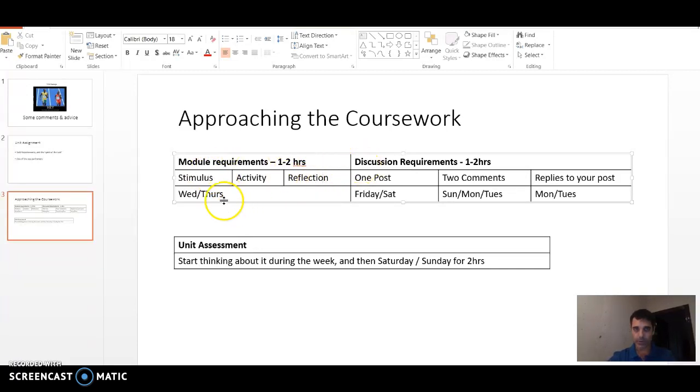Try to do the module requirements early in the week. Get them out of the way. Wednesday, Thursday, Friday at the latest type thing. Or if it's a big activity or a big reflection, then you could leave it to the Saturday morning when you've got a bit of time to really sit with it. But if I were you, I'd try and get it out of the way during the week so that then you've got your discussion requirements where you've got to thoughtfully put together a post.